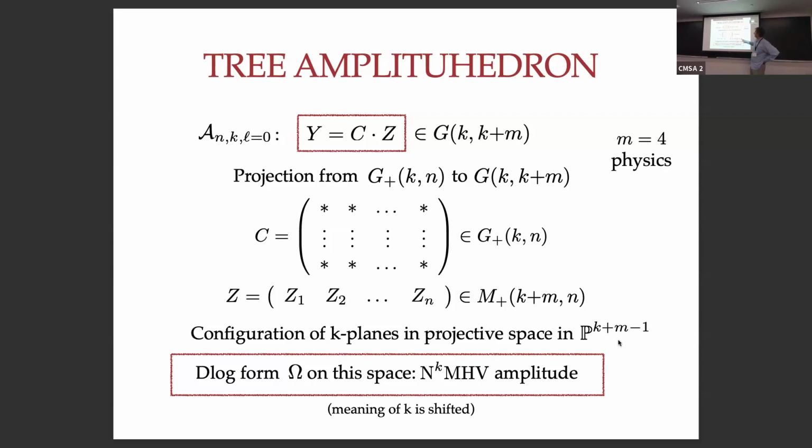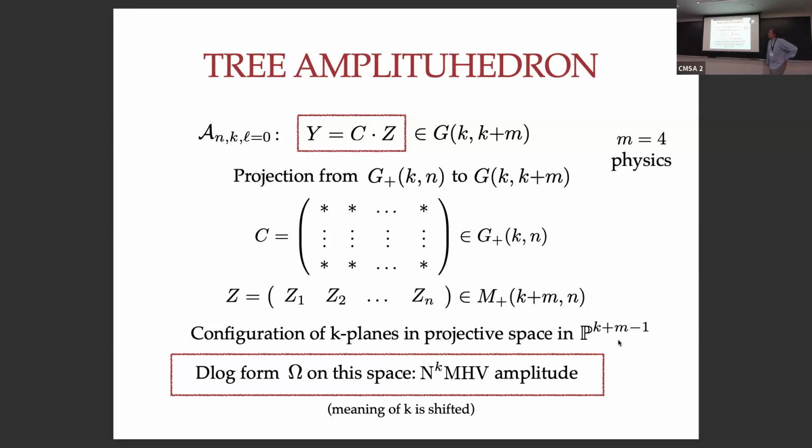grows. So instead of 3-dimensional Z's, they are upgraded to k plus m dimensional, where m is some parameter, which is in principle 3 in mathematics. In physics, you like to set it to 4. And then C dot Z is a map from G+(k,n) to some space. If you cancel these labels, it's G(k, k+m). We can think about that then as a configuration of k-planes in some projective space. If you look at the labels, this is what you get.